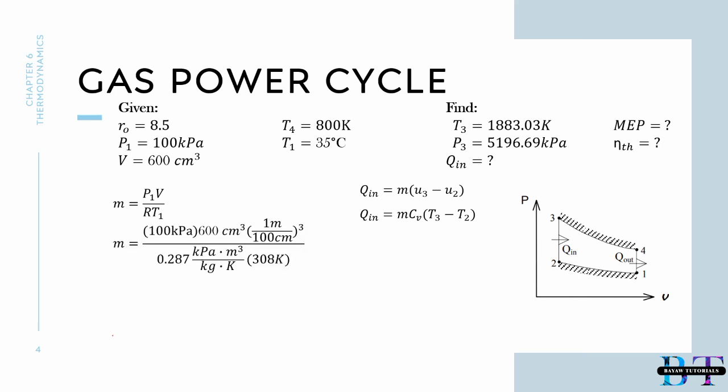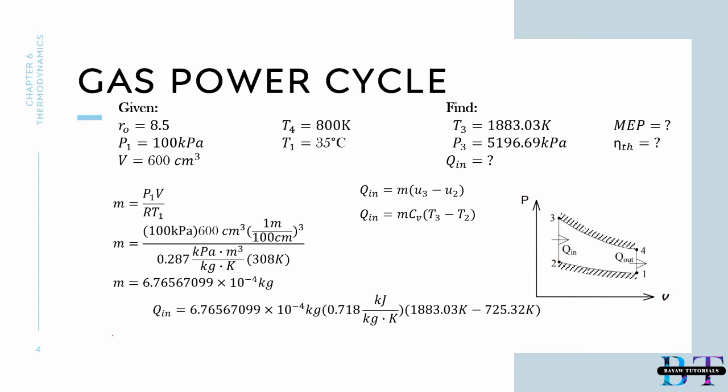Inputting our values, we'll have 100 kPa, 600 cubic centimeter. Changing that into cubic meter, we'll have 1 meter over 100 centimeter raised to 3, all over our gas constant for air at room temperature, 0.287 kilopascals cubic meter divided by kilogram Kelvin, and our initial temperature at 308 Kelvin. And we'll be left with 6.76 times 10 raised to negative 4 kilograms.